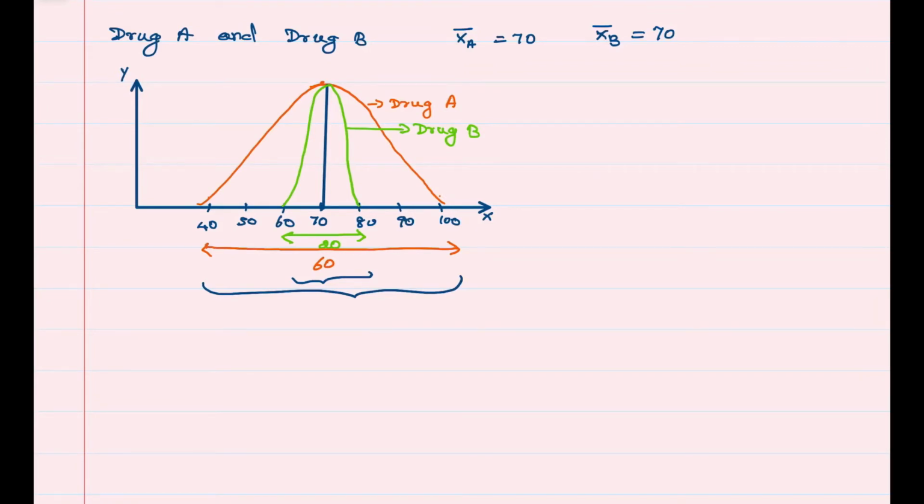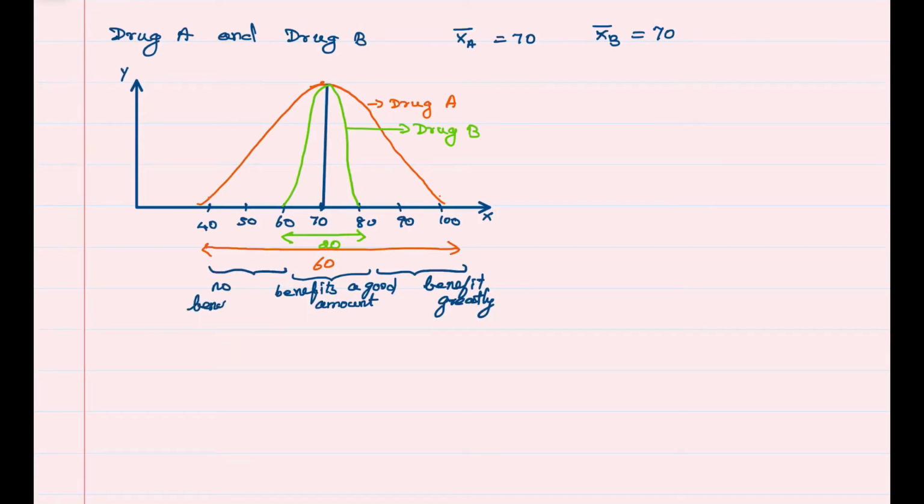Drug A is more variable, whereas drug B is more consistent. Therefore, drug B is better than drug A. Between the satisfactory level 60% to 80%, that is in this range, everyone benefits a good amount. And between the satisfactory level of 80% to 100%, some of them have benefited greatly. And between the satisfactory level of 40% to 60%, no benefit. Drug B is better than drug A, though they have the same mean. The dispersion of drug A is more, and for drug B it is less.